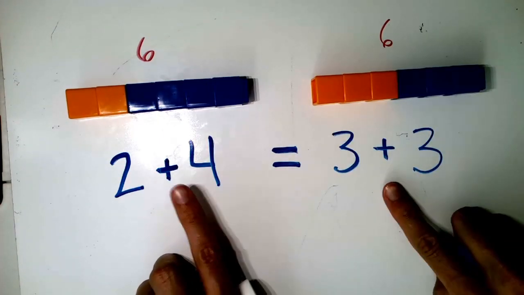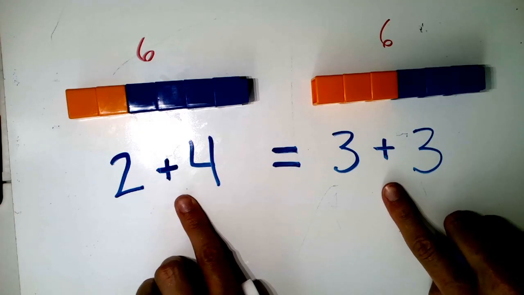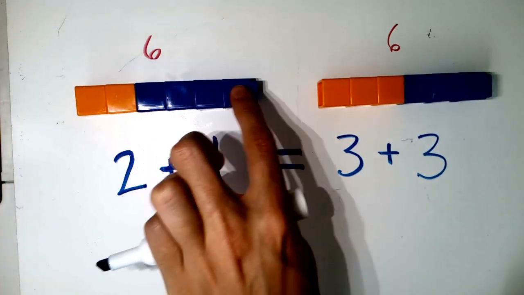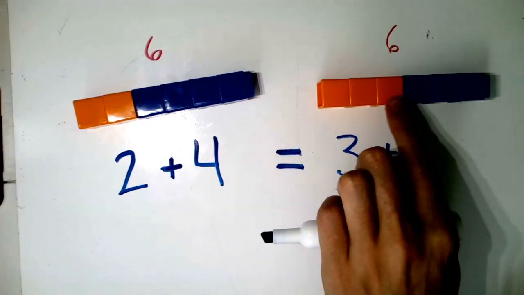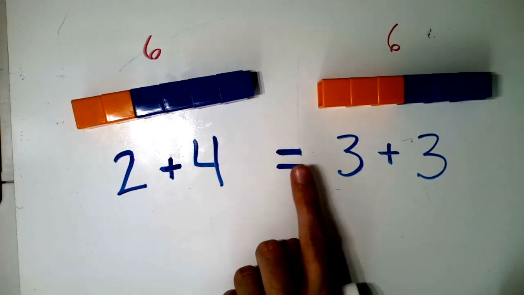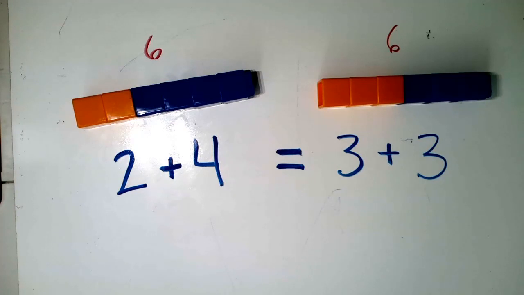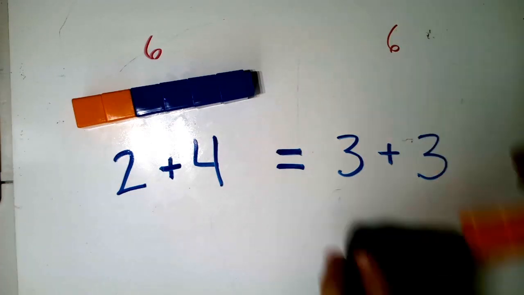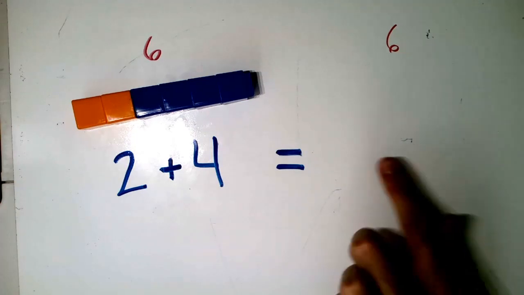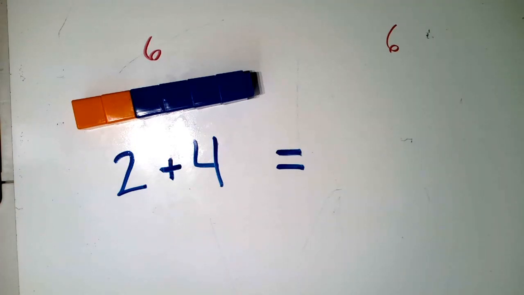Do they make the same thing? Do you want me to prove to you that they do? Watch. 2, 3, 4, 5, 6. Yup. And 3, 4, 5, 6. Yup. They both make 6, so they are equal. Good work. All right, first graders. What about this? Maybe you could figure out a different way to make 6 again. Get a different amount of orange cubes and see if you can make 6. Can you find another expression that makes 6?